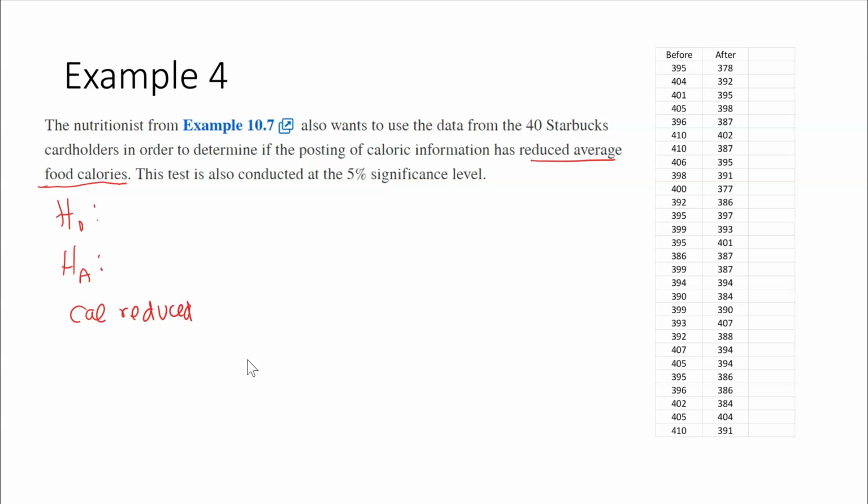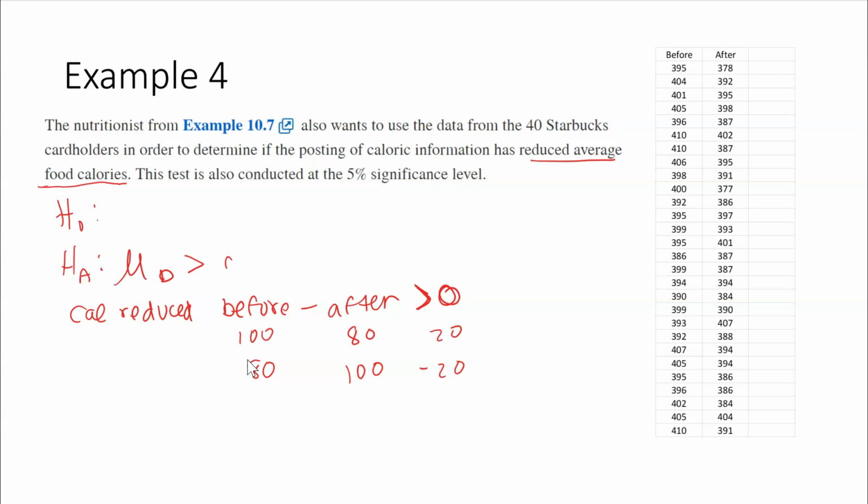So let's think about it. Before minus after, what is going to happen to the value? If they were reduced, let's say they were 100 and now they're 80, the difference is 20. But if they were 80 and then they went up, it would be negative 20. So we want to know if they're reduced, the difference would be positive. And therefore, less than or equal to. So this is our claim here. This is if they were reduced.